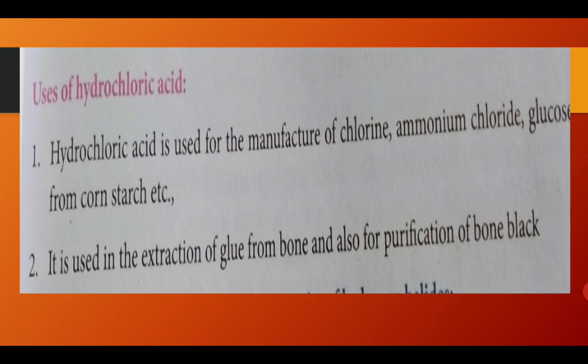And the next one is uses of hydrochloric acid. Hydrochloric acid is used for the manufacture of chlorine, ammonium chloride and glucose from cornstarch. It is also used in the extraction of glue from bone and also for purification of bone black.